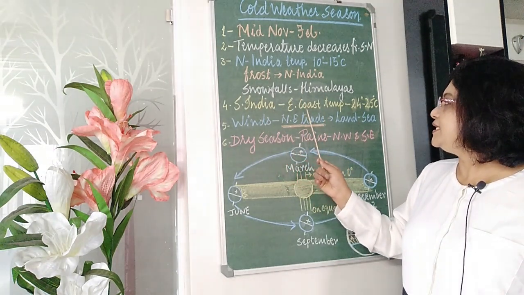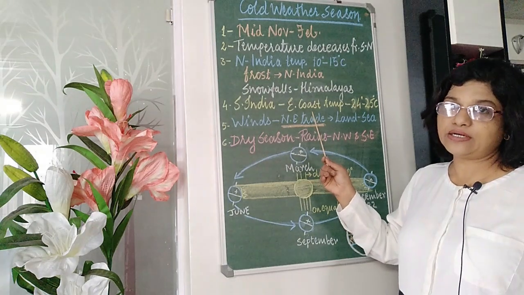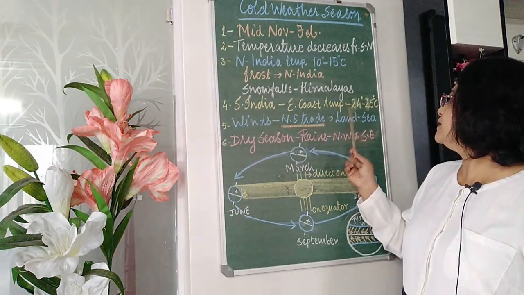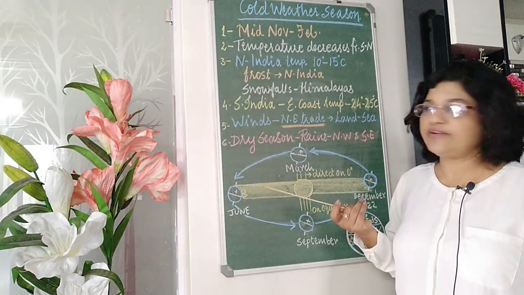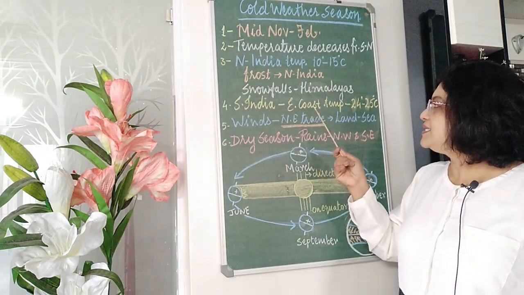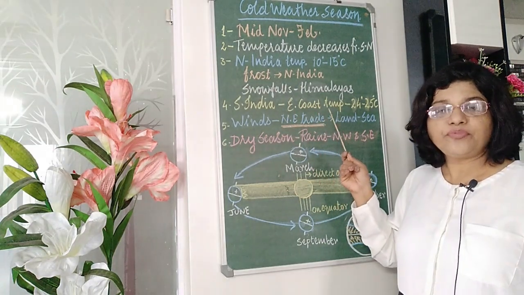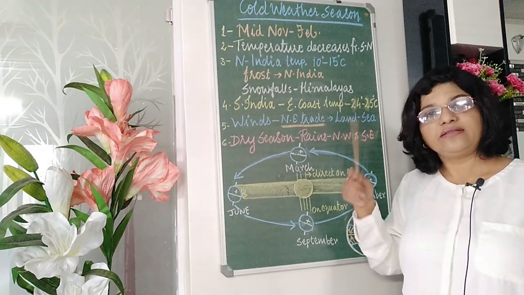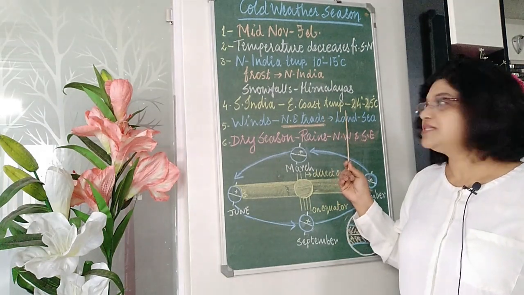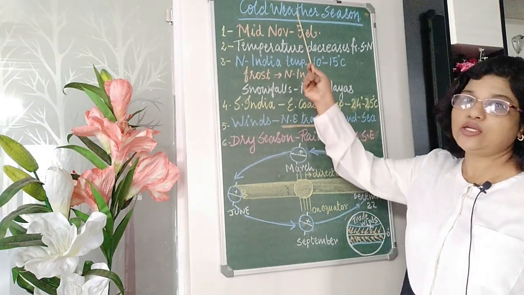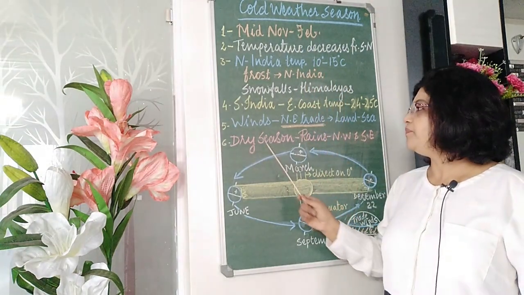South India, the eastern coast, especially the Tamil Nadu coastal area, there the temperature remains 24 to 25 degrees. So, that is the exact data for the Tamil Nadu coast, but all the coastal areas have the same type of temperature during the winter season as well.